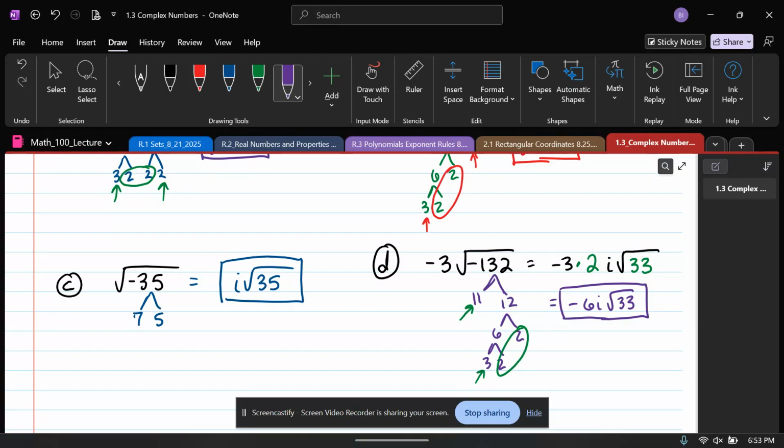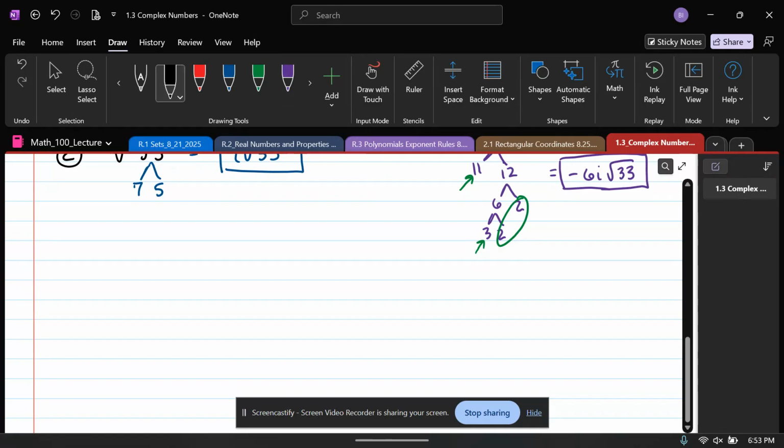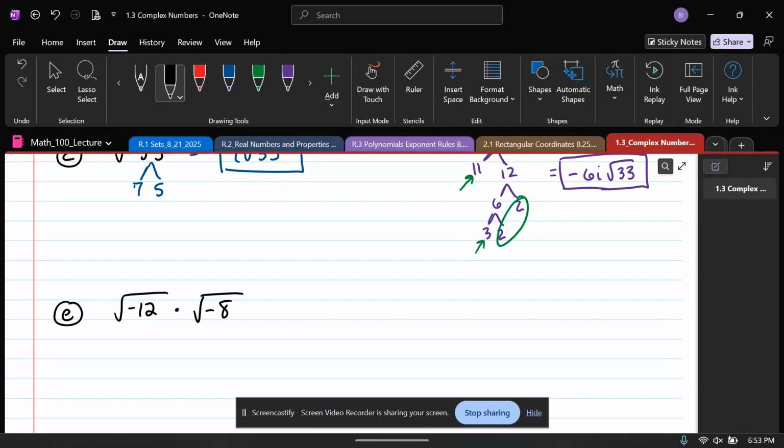Now, let's look at this one. And I'm afraid I'm going to blow your mind a little bit. Now, we did a problem very similar to this in R.7. How did we do that? Before we broke them down, when we're multiplying together, what do we do? We multiply the stuff on the inside together and the stuff on the outside together, right?